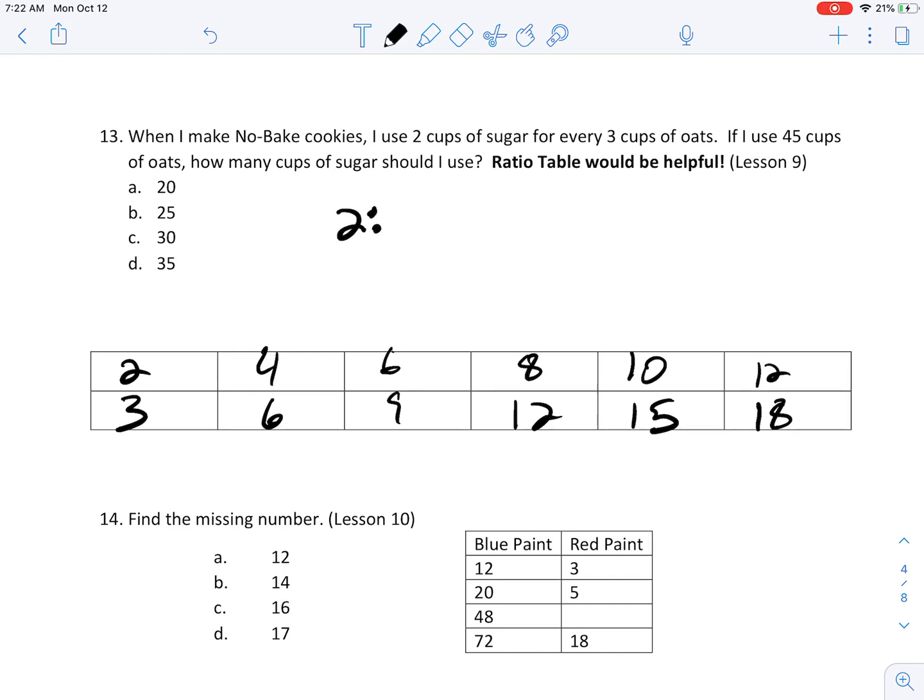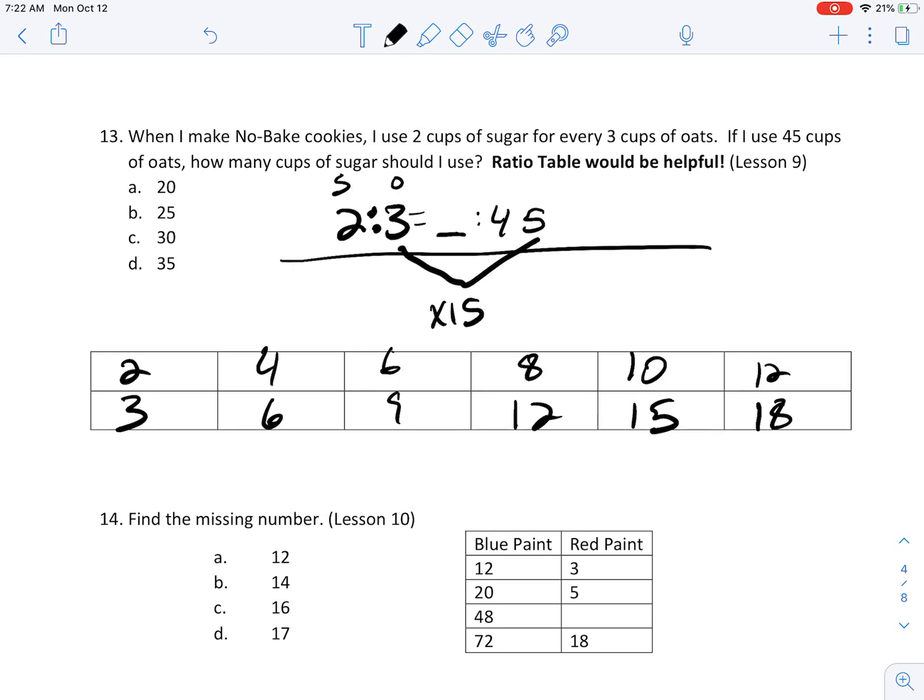So I'm going to do 2 to 3. Okay, this is sugar, this is oats, and we know we have 45 oats, but we don't know the number of sugar that we have. But we do know that we have to multiply by 15 to get 45 from 3. So we have to do 2 times 15, which gives us 30. So our answer is C, 30.